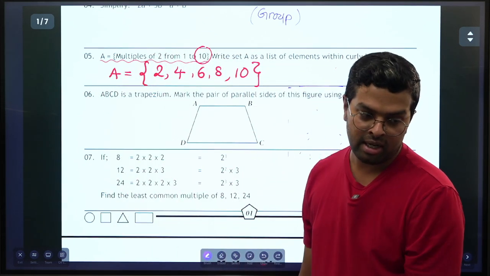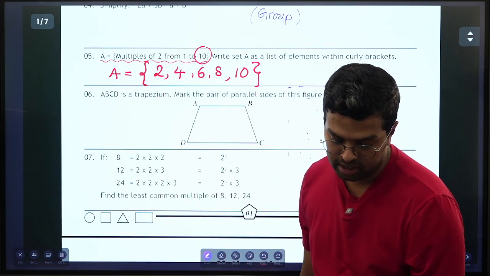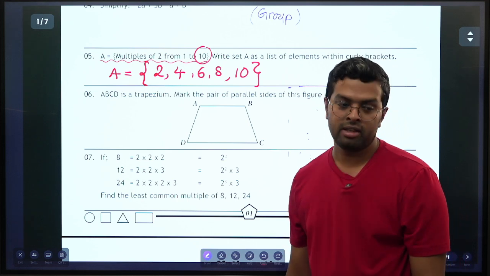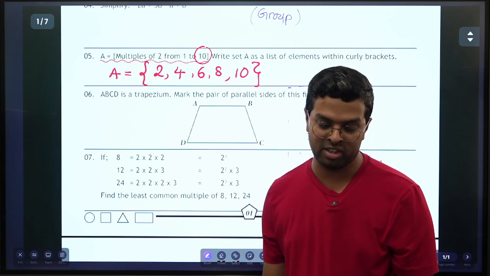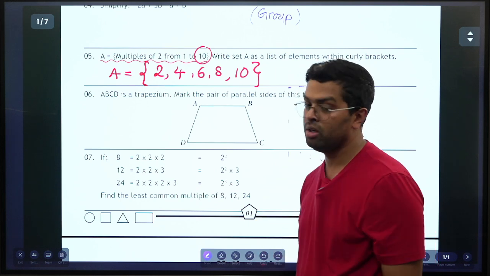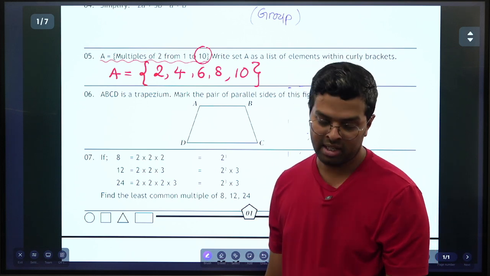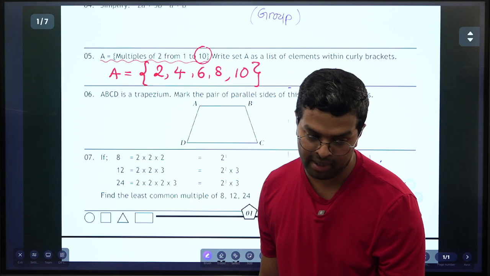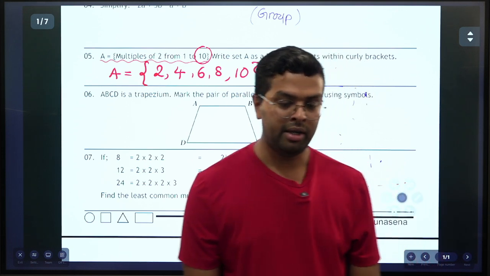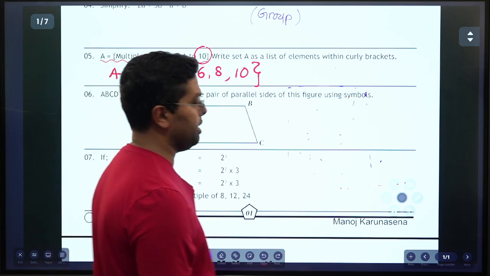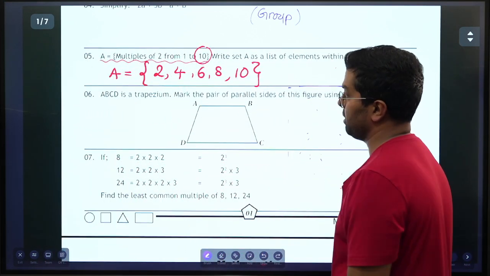A is a set. There are 5 elements for this set. So what are the elements? 2, 4, 6, 8 and 10. Is that clear? Alright. So this is a method to write the elements of a set.